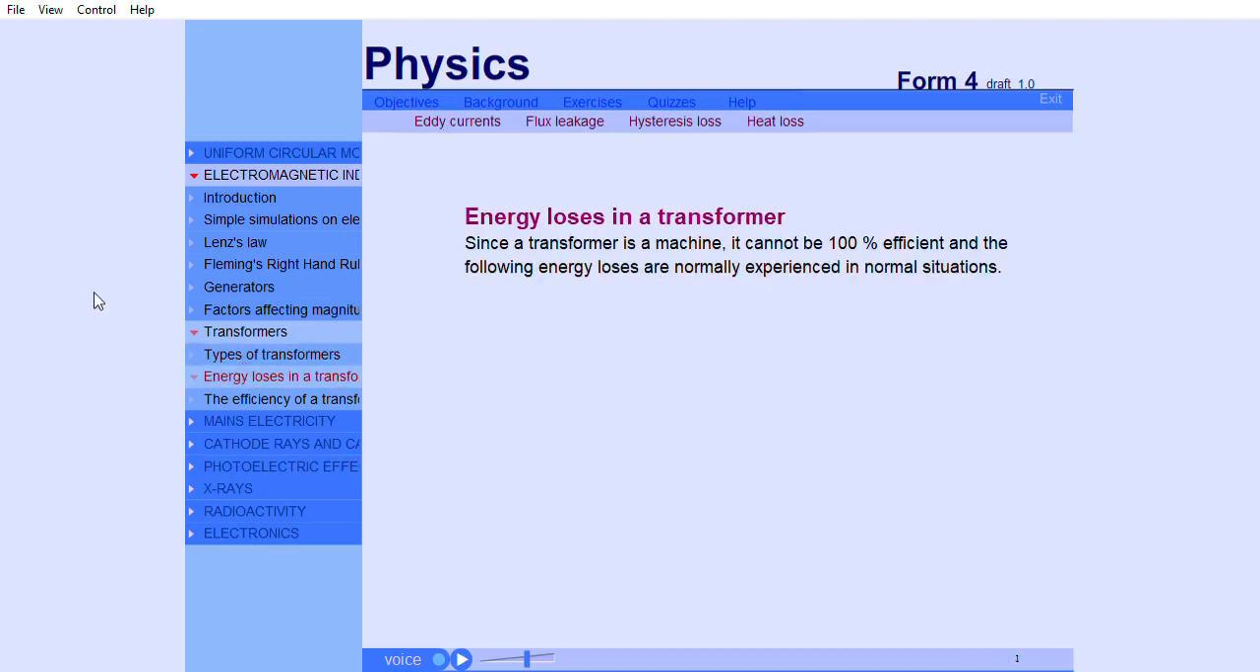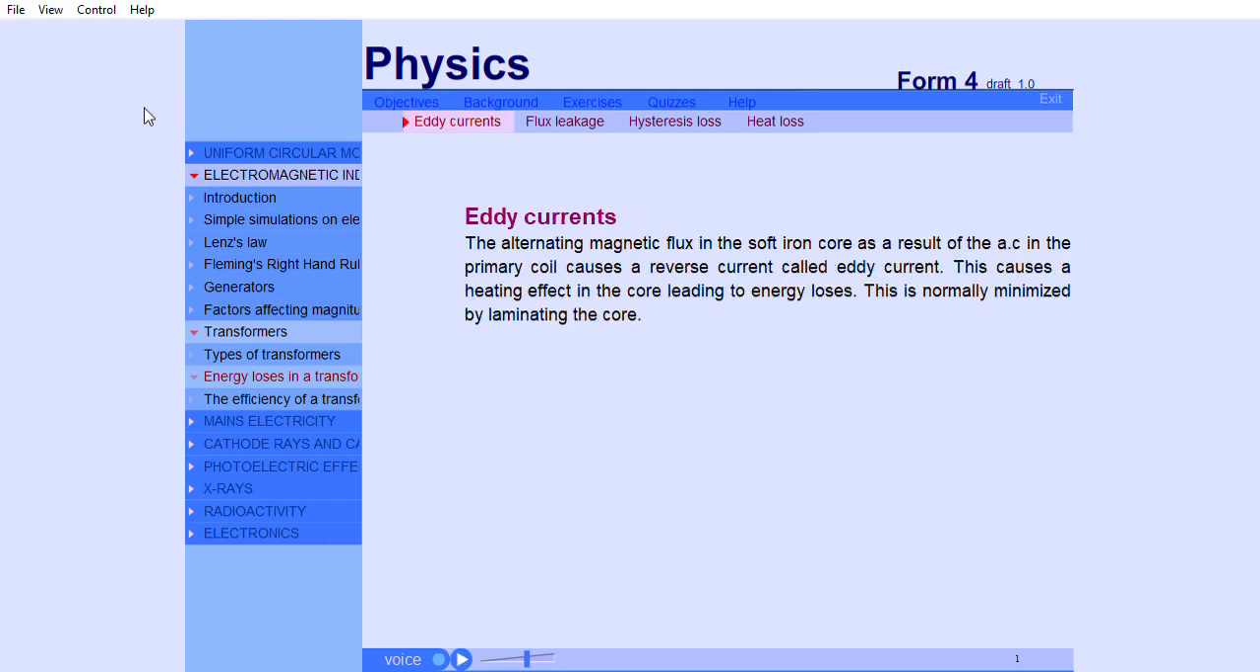Energy losses in a transformer. Since a transformer is a machine, it cannot be 100% efficient, and the following energy losses are normally experienced in normal situations. Eddy currents. The alternating magnetic flux in the soft iron core as a result of the AC in the primary coil causes a reverse current called eddy current. This causes a heating effect in the core, leading to energy losses. This is normally minimized by laminating the core.